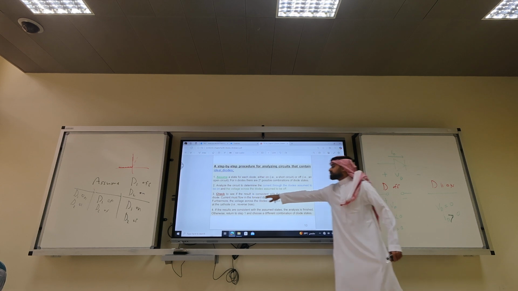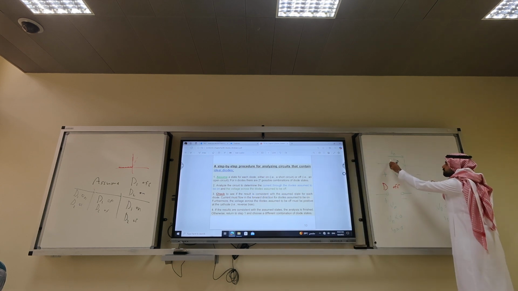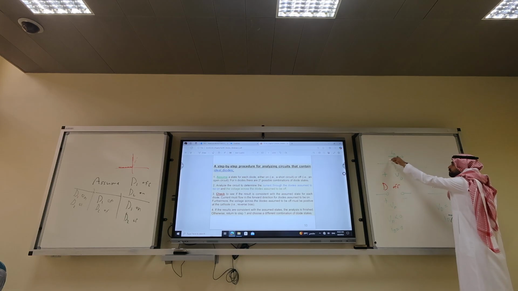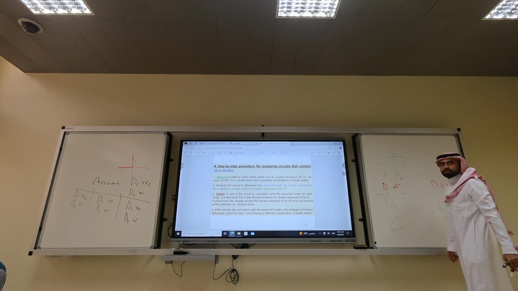Current must flow in the forward direction, from positive to negative, from the anode to the cathode.